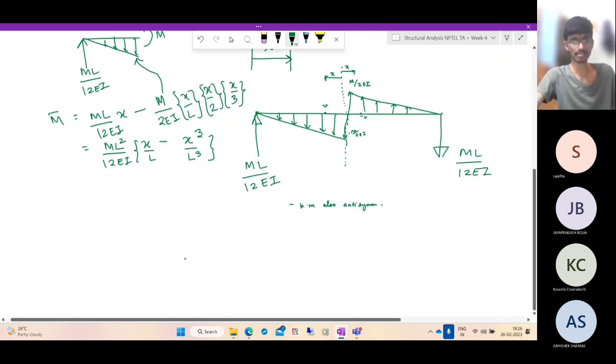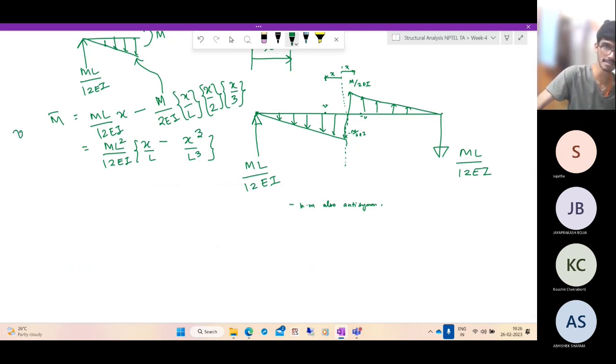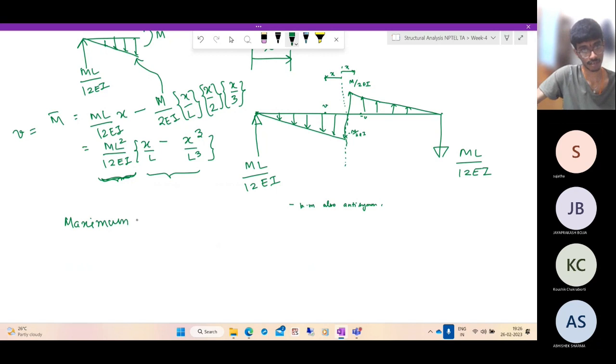So this is the bending moment, which is nothing but, in the real beam, the deflection. So this is a positive constant. It's not going to change. It's a positive constant. This is the variable. So to maximize, you want to get maximum V, which occurs at the maximum of this quantity. So how do you find the maximum of it?